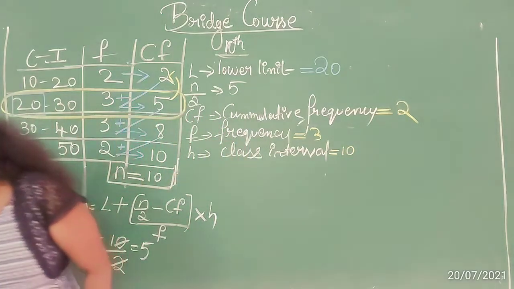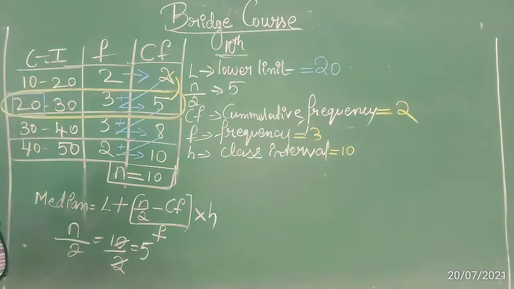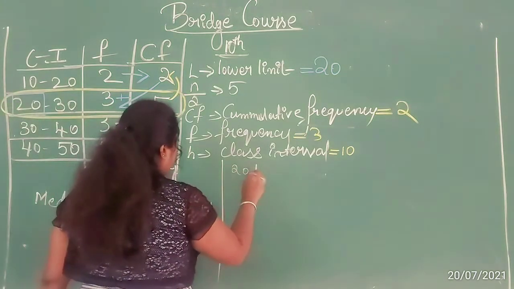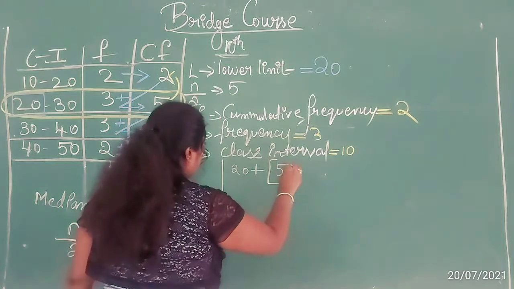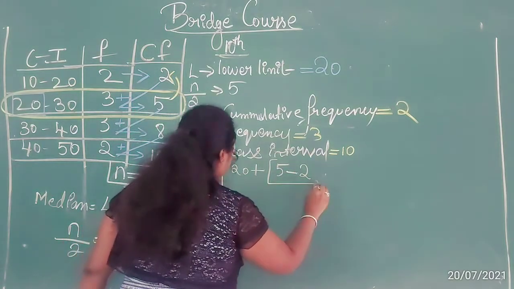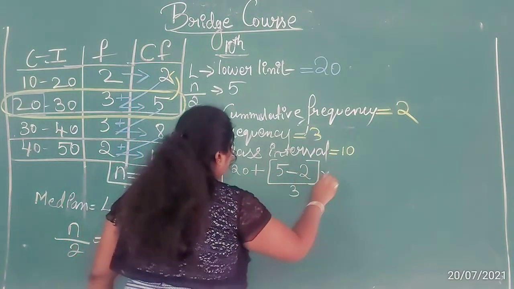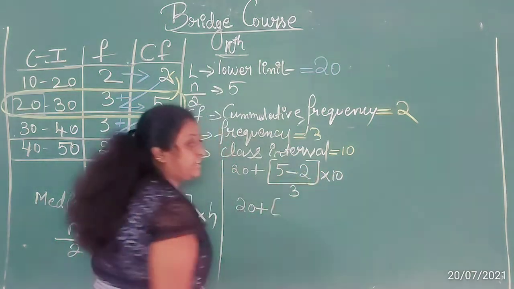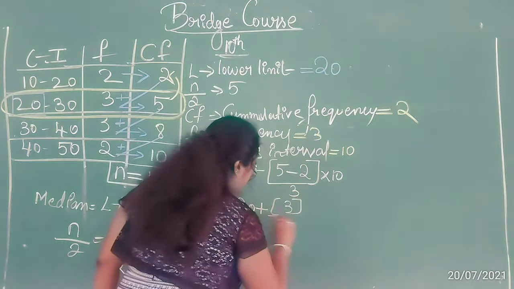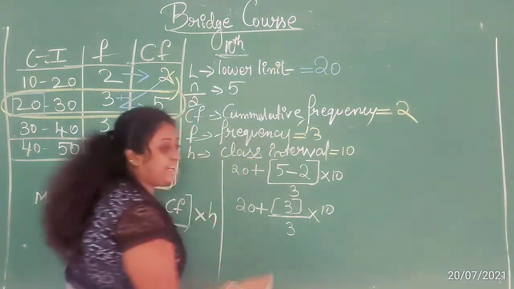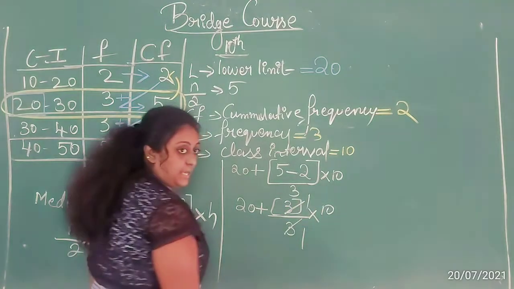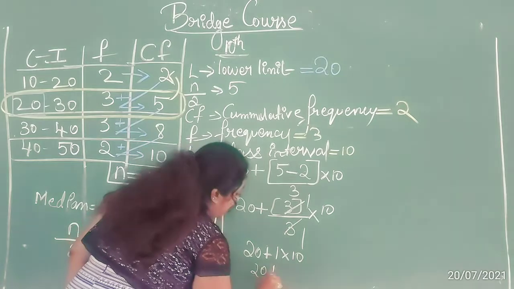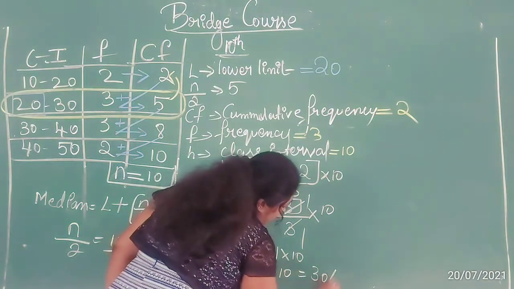Now what will we do? We will substitute all these values into your formula. L is 20 plus N by 2 is 5, minus CF is 2, divided by 3 into H. Isn't it? Now 20 plus, 5 minus 2 is how much? 3. 3 divided by 3 into 10. 3 divided by 3 means 1. So 20 plus 1 into 10. So 20 plus 10, that is nothing but 30.